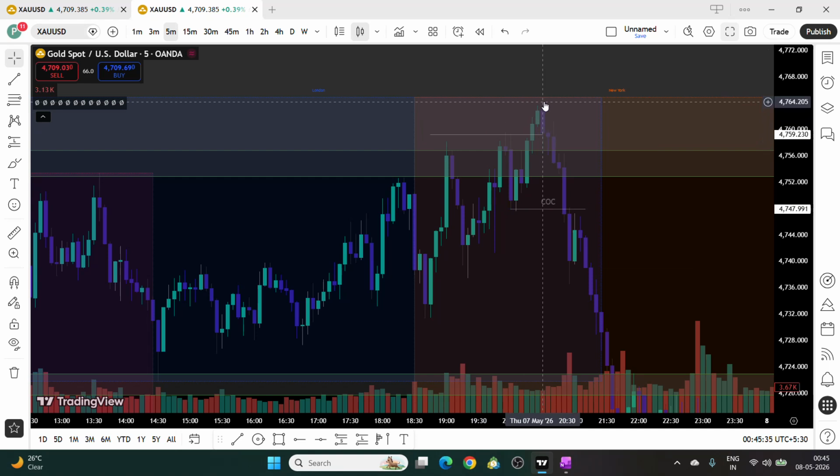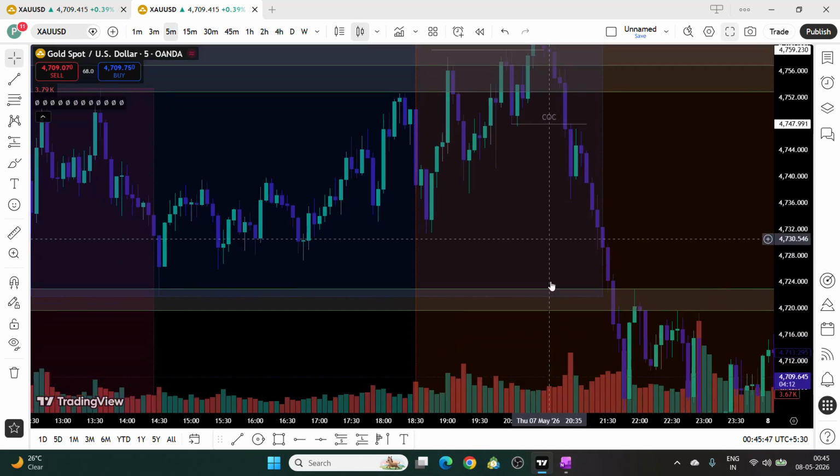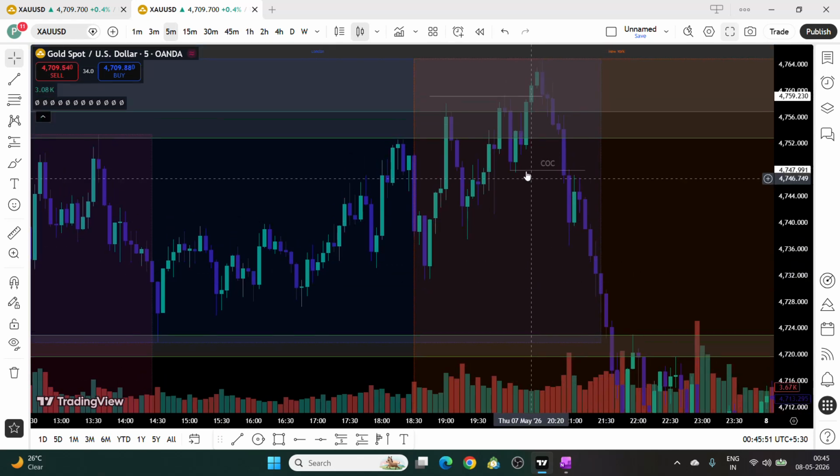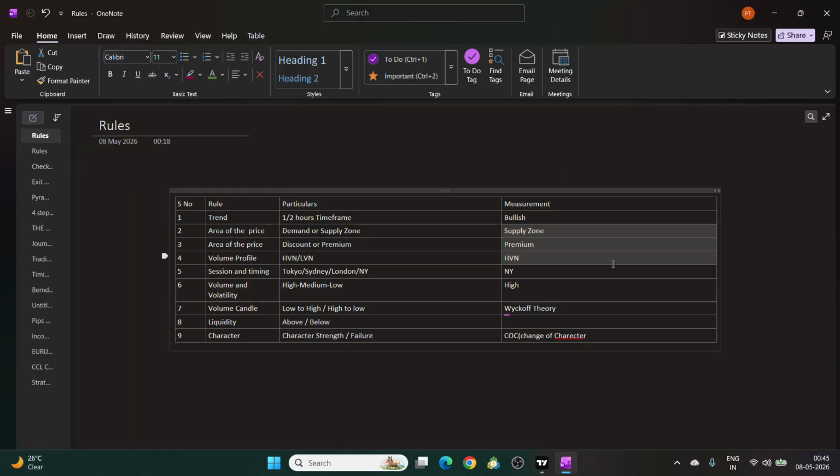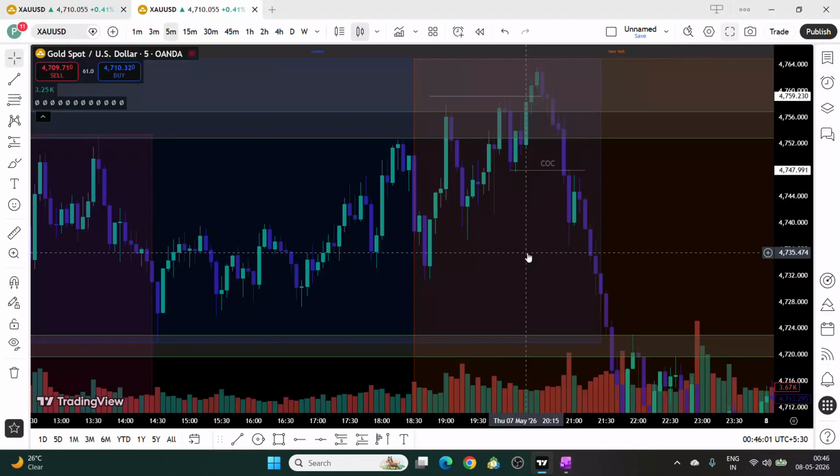So when price started reversing, and if you see the volume candles, the volume candles are increasing, which means sellers are taking control of the market. Sellers are taking control of the market, and it is a change in the character. And all these have given the confirmation that the market is now going to reverse. Now it is reversing the market.